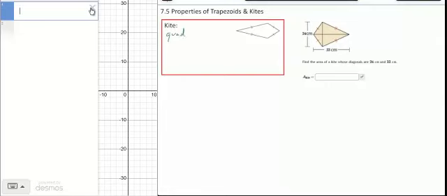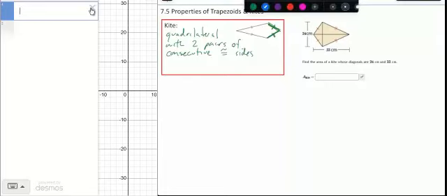But for the purpose of this course, we are using the definition that a kite is any quadrilateral with 2 pair of consecutive congruent sides. So notice here's 1 pair of consecutive congruent sides, and here's a second pair. Okay, so that's what makes up a kite.